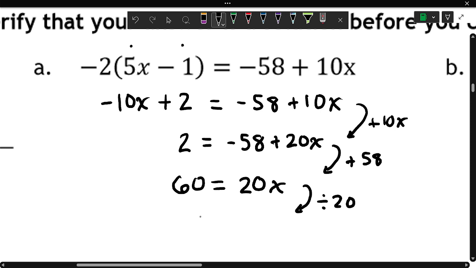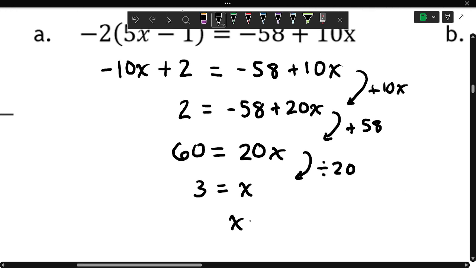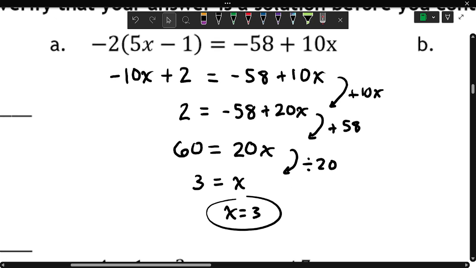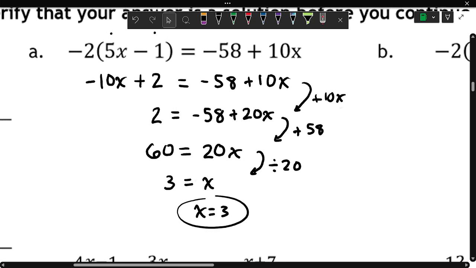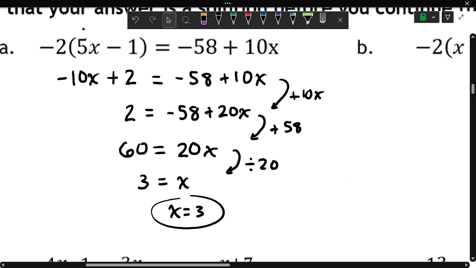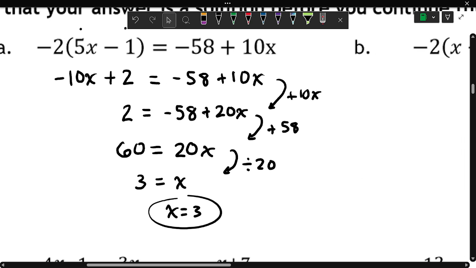60 divided by 20 is 3. And 20x divided by 20 is x. So my answer here is that x is equal to 3. The problem does say, make sure you verify that your answer is a solution before you move on. And I'm going to demonstrate that at least with this simple one so that you're clear what that looks like.